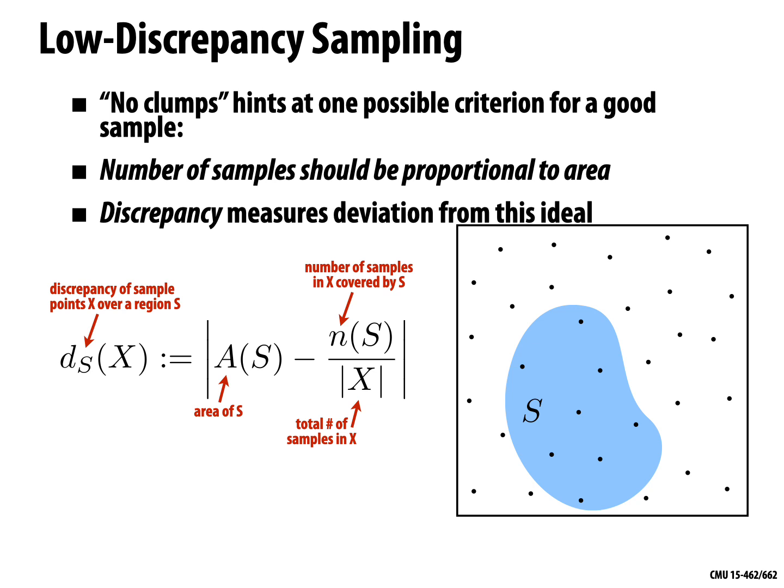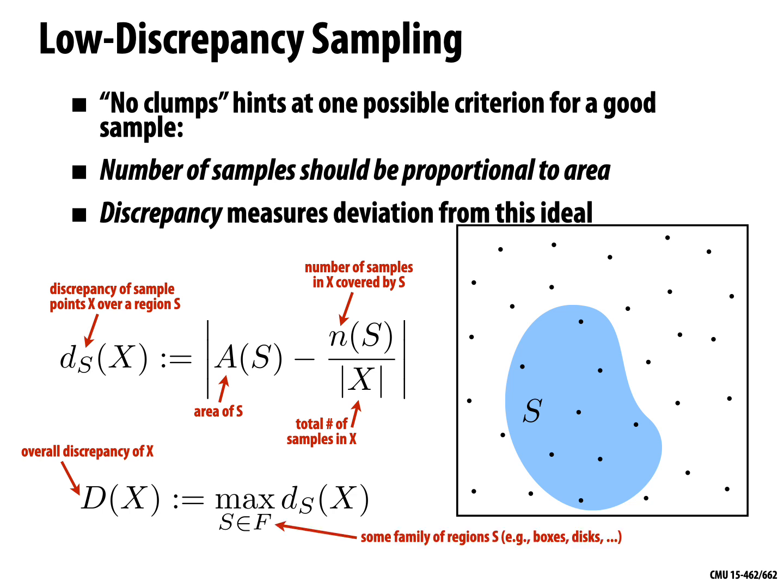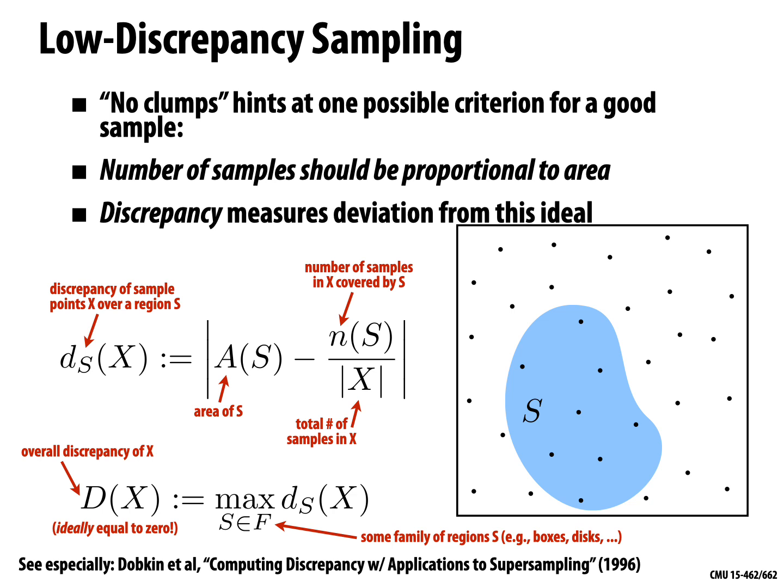We can then define the discrepancy of the sample X independent of which region we're considering by taking the maximum over all possible regions. Or maybe we consider some reasonable family of regions like all possible boxes or all possible circular disks. Okay? And this is something we generally can't directly evaluate. It'd be really expensive to evaluate, but this at least conceptually gives us the idea of what the discrepancy of a sample means.